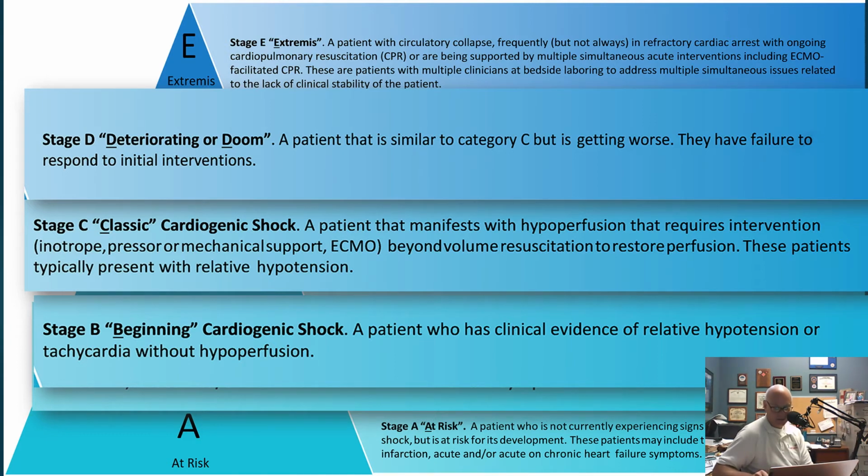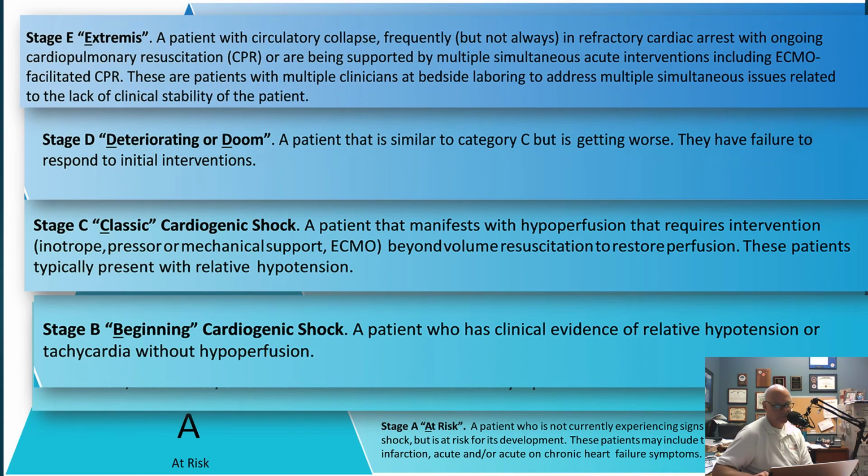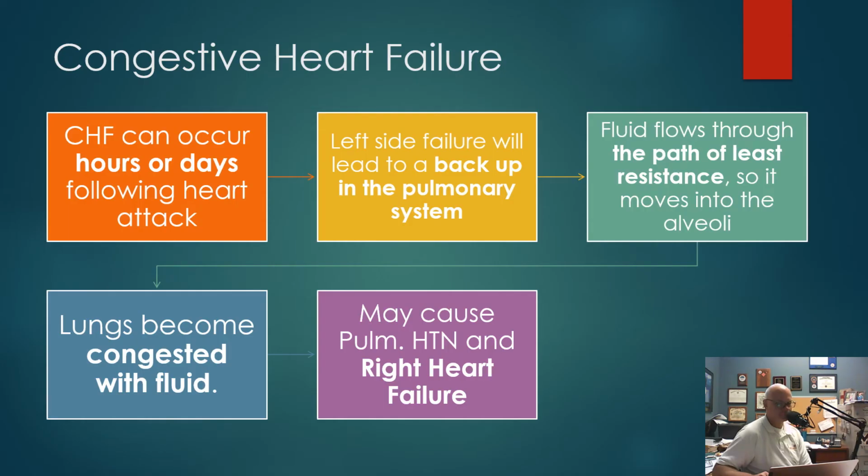And as they deteriorate, a patient that is similar to category C but getting worse, all right? They're now deteriorating. Their blood pressures are getting worse. They're needing more reliance on medications and such. And when we talk about extremis, these are the patients that we may end up doing CPR, doing all the ALS stuff, probably having them intubated. And then at the hospital, we'd be talking about heart-lung machines and things of that sort.